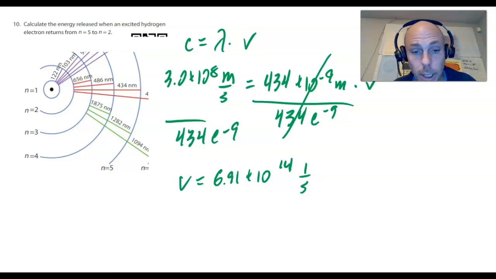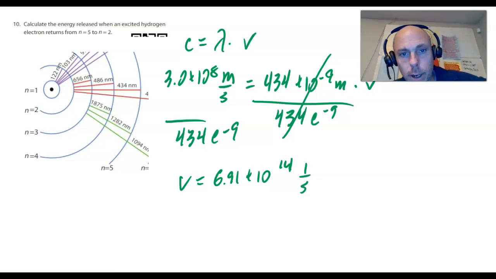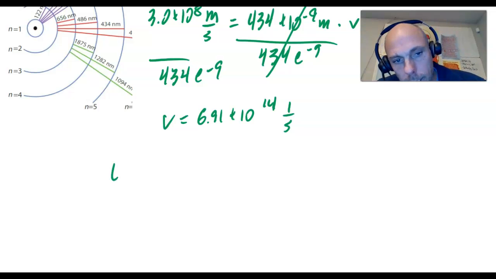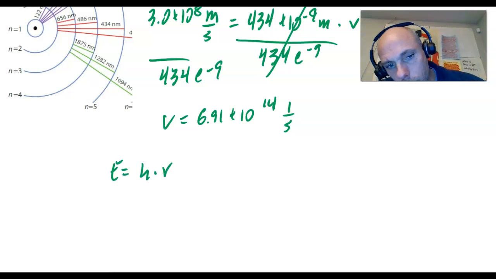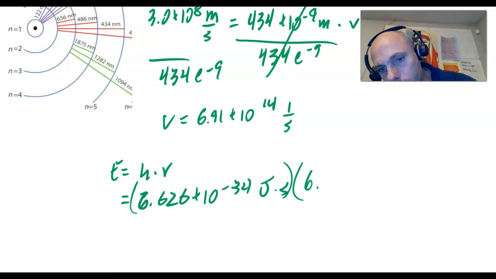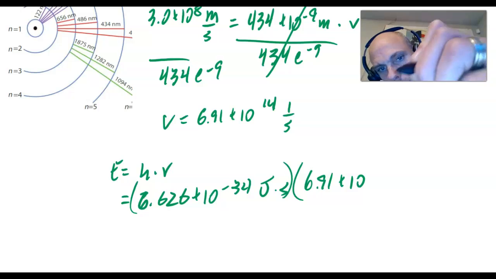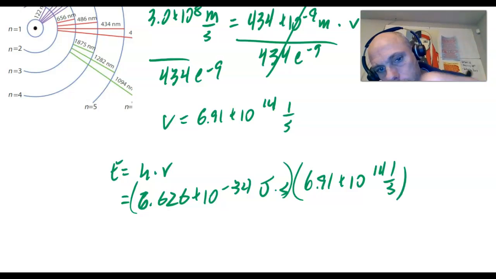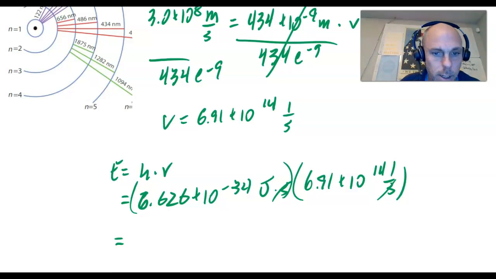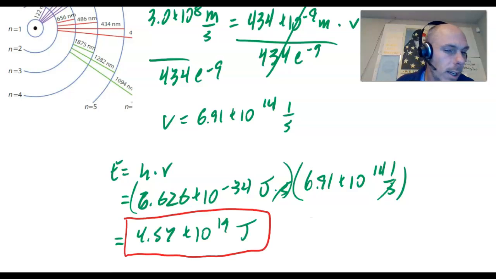But that's not the final answer, that's the frequency. We now want to figure out how much energy is in that frequency of light. So E equals h nu, 6.626 times 10 to the minus 34 joules times seconds, times the frequency we just got, 6.91 times 10 to the 14 inverse seconds. Seconds cancel, we're left with joules, and the final answer is 4.57 times 10 to the minus 19 joules.